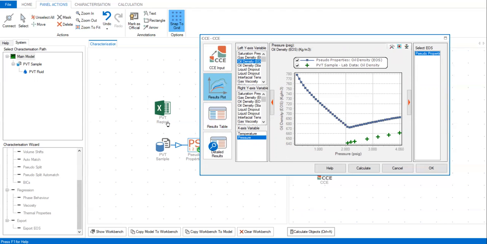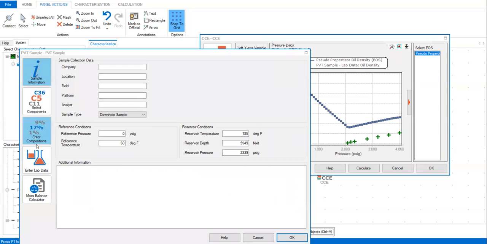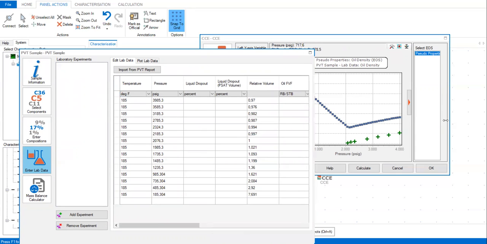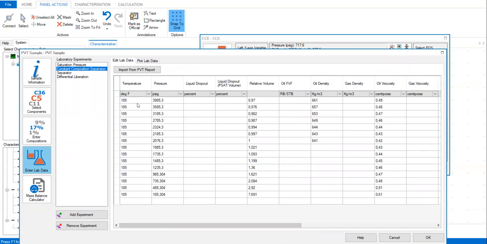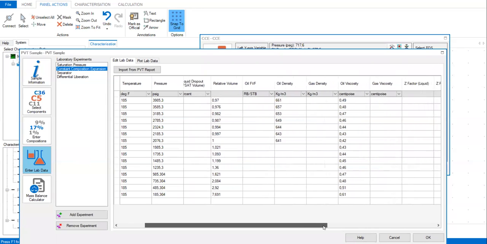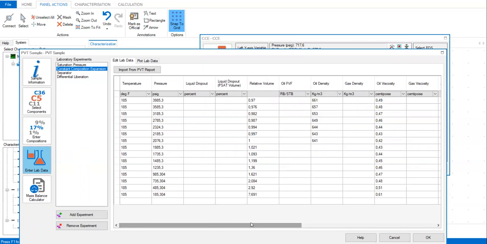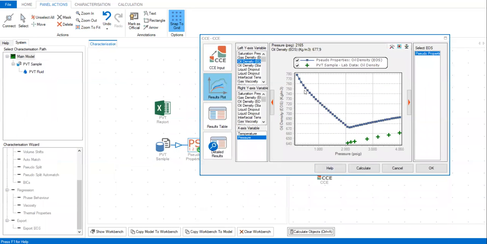Okay, so let's go to PVT sample first. Let's see what we have inside the CCE. So in the lab data for CCE, we have data for temperature, one only single value, and then the pressure, relative volume, we have oil density above the bubble point pressure, oil viscosity. That's it. Okay, so in CCE, we are only interested in the oil density and viscosity. Okay. And let's see how well the matching is.